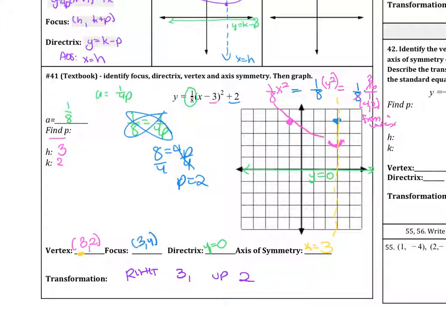Notice it's kind of in line with my focus here. And so that's actually the end of our graph. So here's our focus. Our vertex is here at 3, 2. And there is our graph.